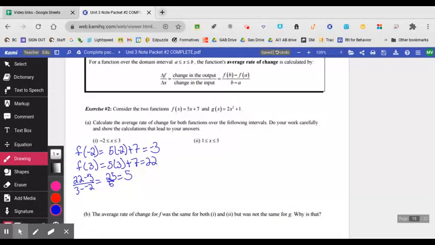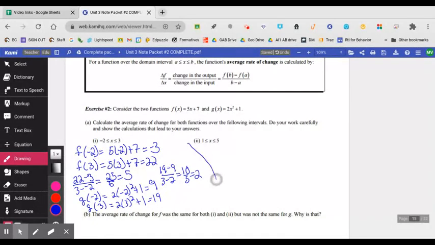Then to do g of x, we're going to do g of negative 2, which is 2 times negative 2 squared plus 1, which is 9. And then we're going to do g of 3, which is 2 times 3 squared plus 1, which equals 19. And then the rate of change there is 19 minus 9 over 3 minus negative 2, which is 10 over 5, which equals 2.